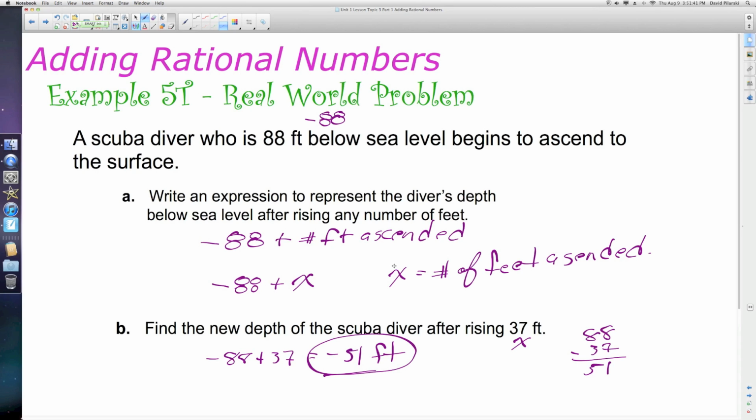Remember, according to our rubric, to receive full credit, or the most amount of points when grading yourself on the rubric, you have to be able to define a variable and write the algebraic expression to achieve that level of at least a 3.